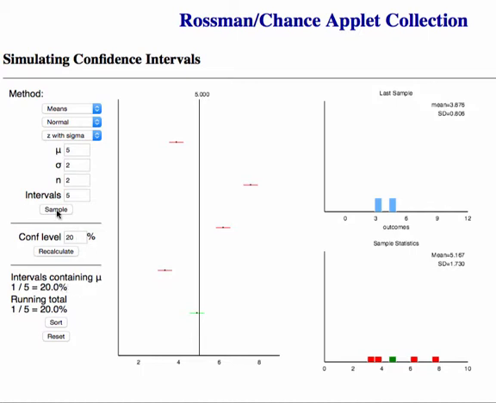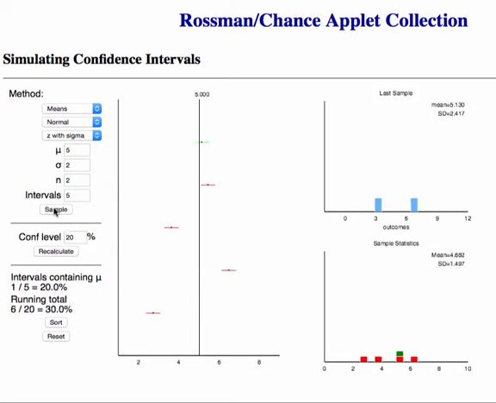So actually, let me take 5 more intervals and see what happens. So 5 more intervals, this time 60% of them, 1, 2, 3 out of the 5, contain the true mean. And so when you do a running total, we're up to 40% of the intervals that we've created by taking these samples of size 2 and creating 20% confidence intervals around their sample means. And so I just keep doing this. I get some more samples and some more, that time, again, 20% of them, but my running total is 33%.